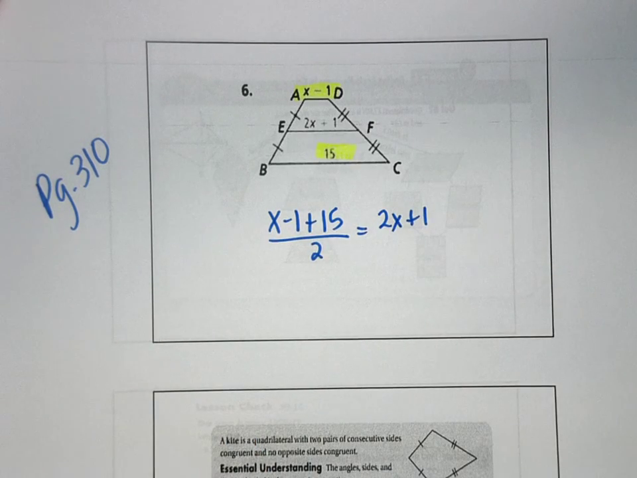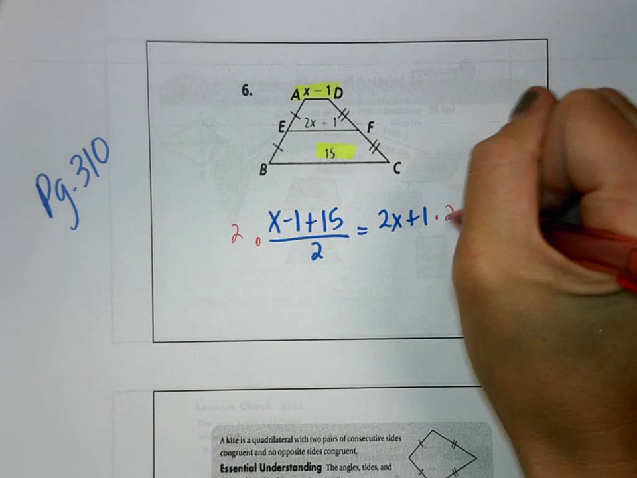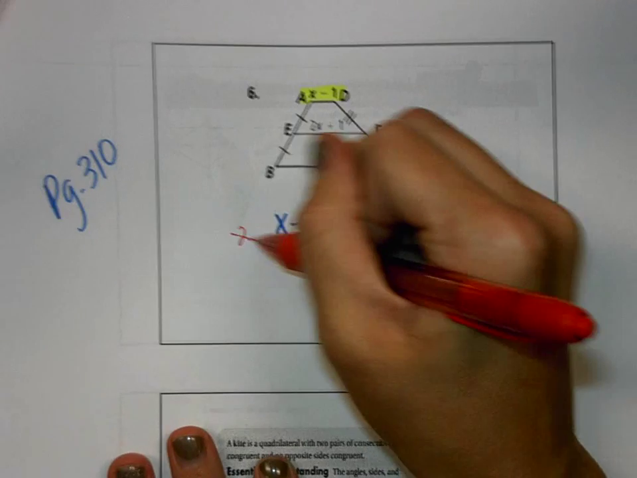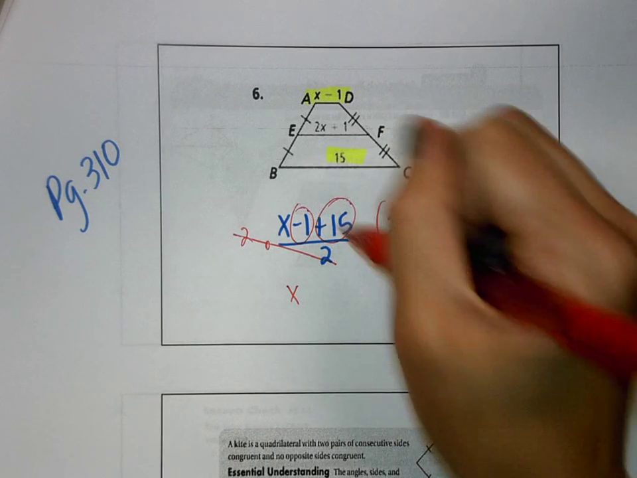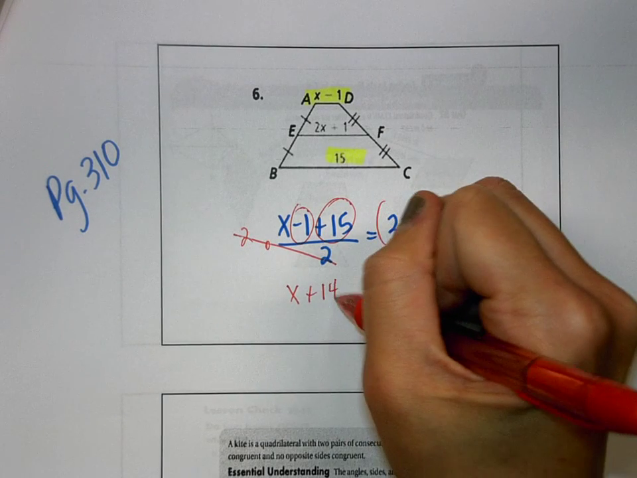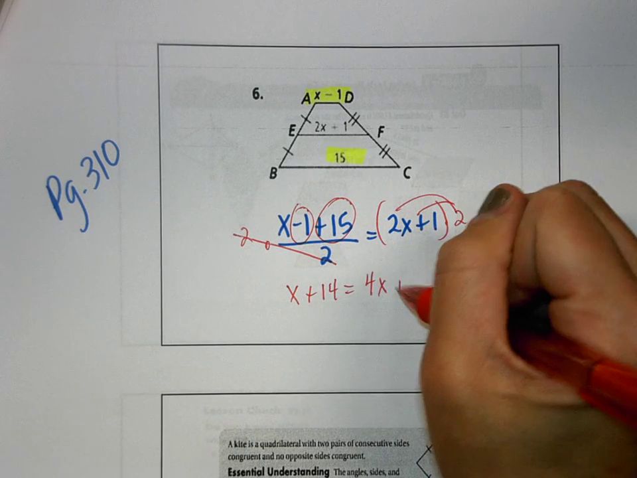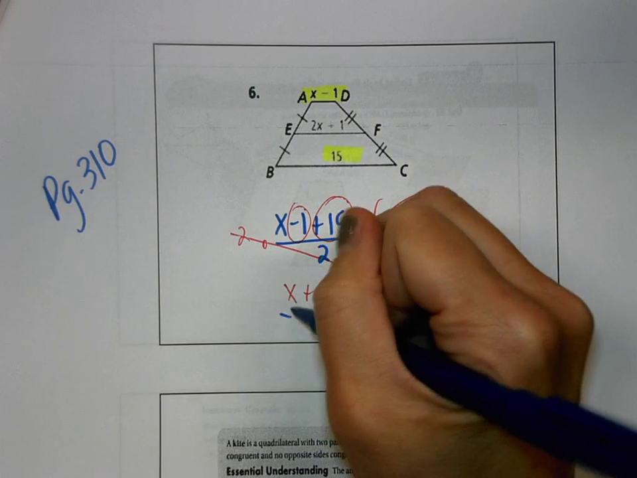In order to get rid of the 2 in the denominator, I multiply by 2 to both sides. But we need to put parentheses so we remember to distribute. These cancel. We have x, and then negative 1 plus 15 makes 14. We distribute through here. We get 4x plus 2. Then to solve, I subtract x to both sides.